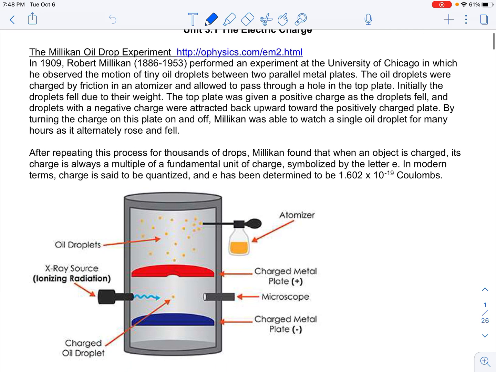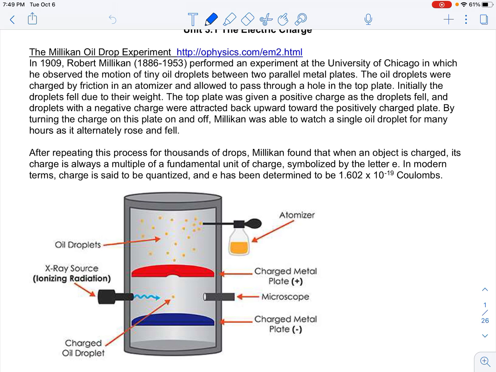An atomizer basically is a perfume bottle that sprays an oil into tiny little droplets. The oil droplets were charged by friction in the atomizer and allowed to pass through a hole in the top plate. Initially, the droplets fell due to their weight. The top plate was given a positive charge as the droplets fell, and droplets with a negative charge were attracted back upward to the positively charged plate.